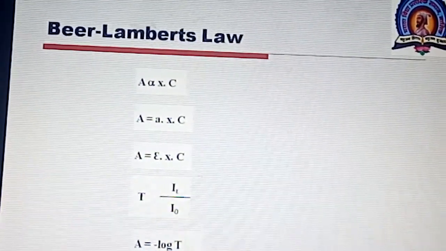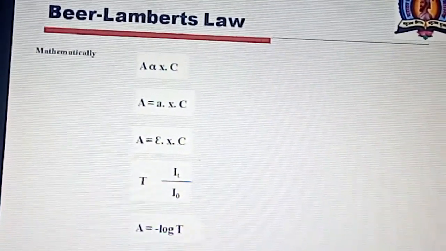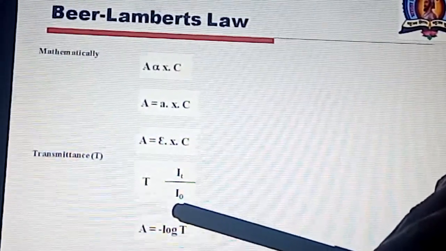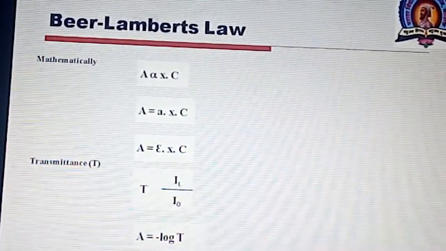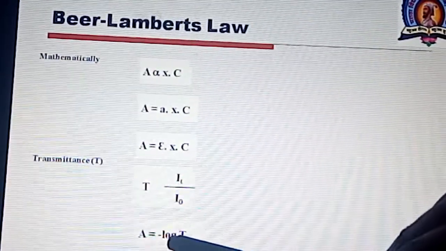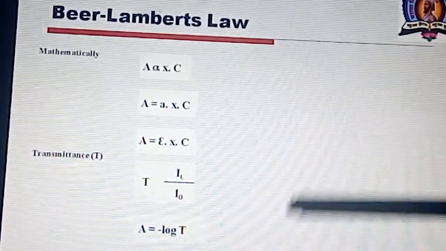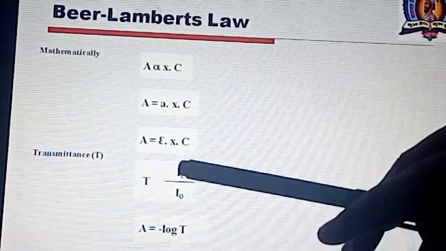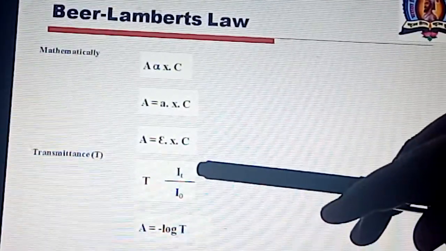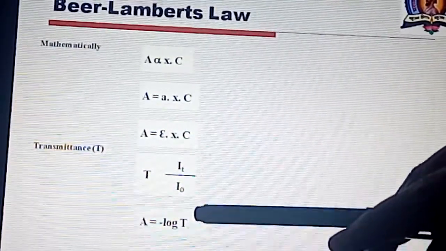Amount of light transmitted is given by what? Transmittance. Okay, and transmittance is denoted by T. So the mathematical relation between the absorbance and transmittance is given by T equal to I_T upon I0, or absorbance A equal to minus log of T. So this is the mathematical relationship between what? Absorbance and transmittance. So transmittance is the ratio of intensity of transmitted light and incident light, right? And absorbance is the minus log of what?